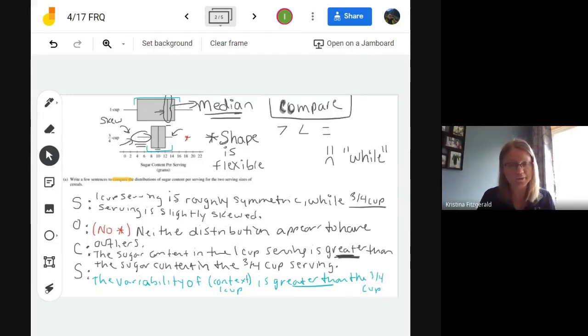So it's got context. Shape is flexible, so you don't necessarily need shape. Outliers, they're flexible sometimes and sometimes not, so I would just try to mention it. Then your center and your spread are the most important, along with having the comparison word. Questions on part A? What are our thoughts? How do we feel?